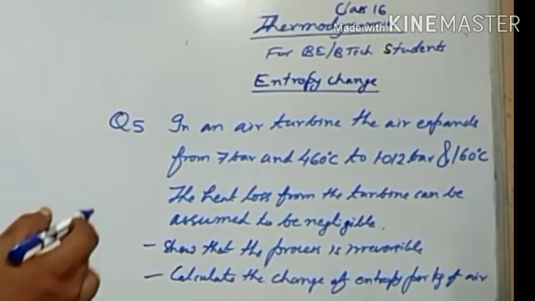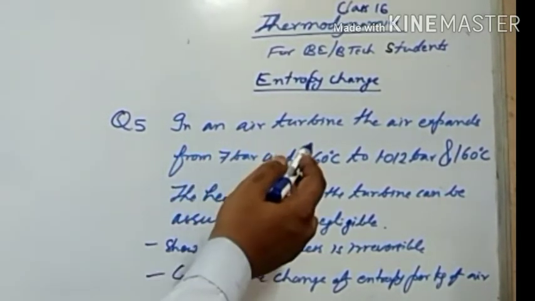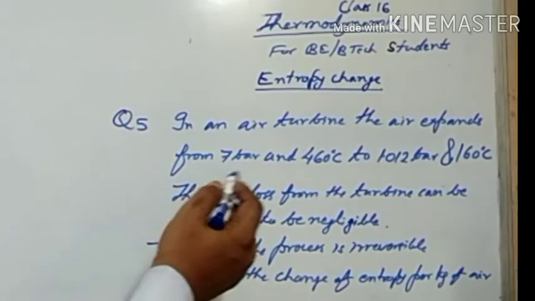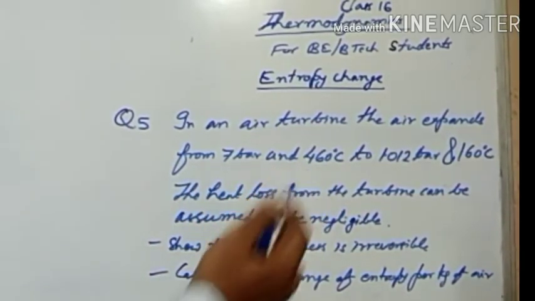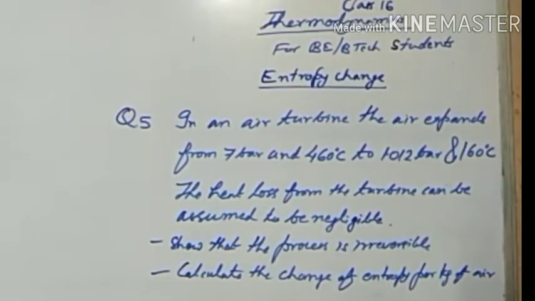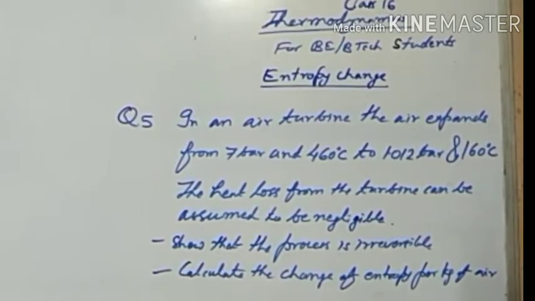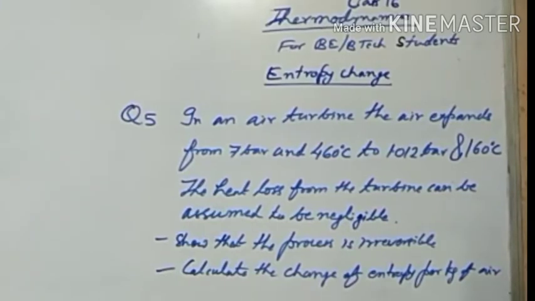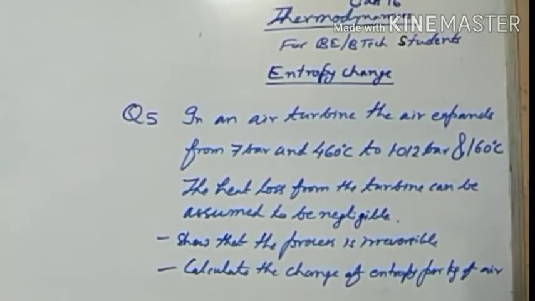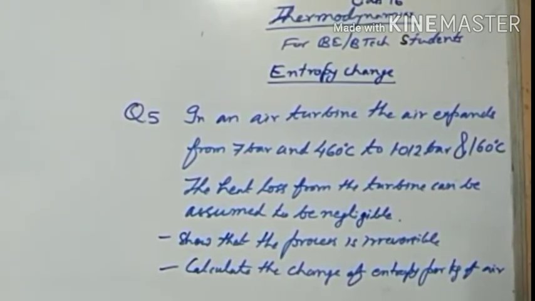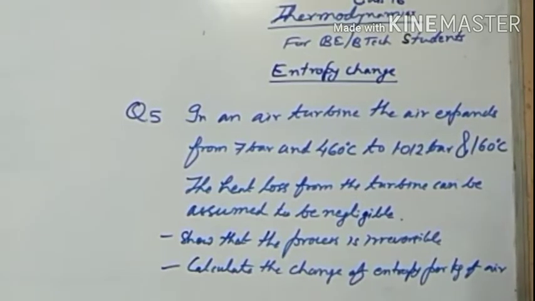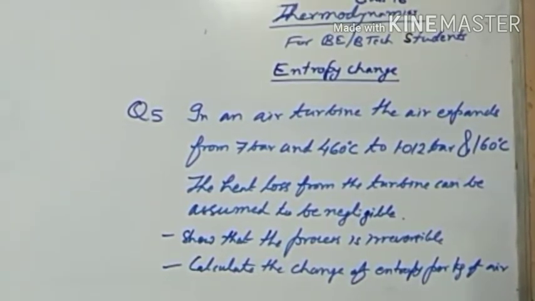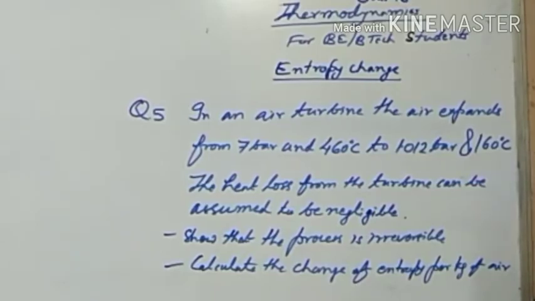In the last question, in an air turbine, the air expands from 7 bar and 460 degrees centigrade to 1.012 bar and 160 degrees centigrade. The heat loss from the turbine can be assumed to be negligible. Show that the process is irreversible, and second, calculate the change of entropy per kg of air.